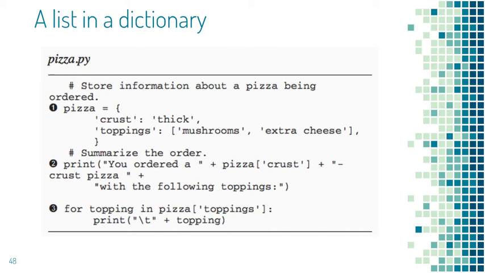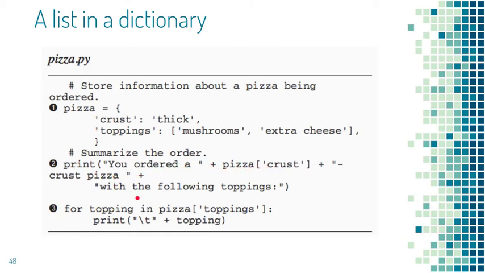We begin here with a dictionary that holds information about a pizza that has been ordered. One key in the dictionary is crust, and the associated value is the string thick. The next key, toppings, has a list as its value that stores all of the requested toppings. Here, we summarize the order before building the pizza, accessing the value at the pizza crust key.